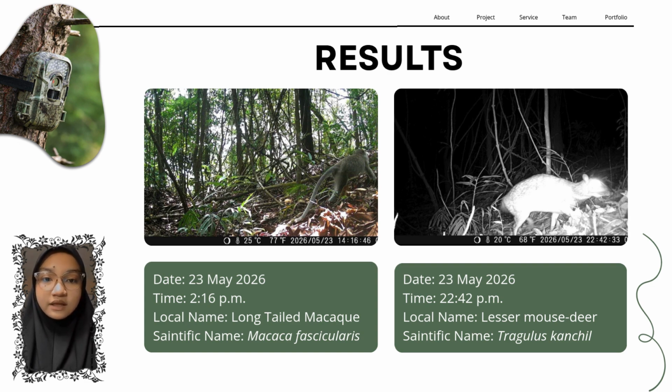Later on the same day, at 10:42 p.m., the camera recorded a lesser mouse deer, or its scientific name is Tragulus kanchil. Unlike the macaque, the mouse deer is a nocturnal species, which explains why it was detected at night. Overall, only 2 wildlife species were recorded throughout the 5-day sampling period, which are the long-tailed macaque and lesser mouse deer. The low number of records may be due to short sampling duration, animal movement pattern, or the placement of the camera trap. That's all for the result.